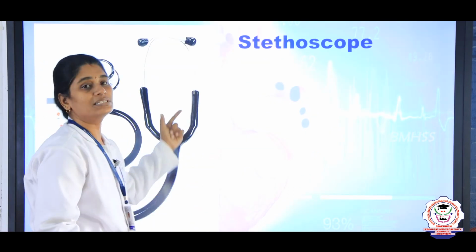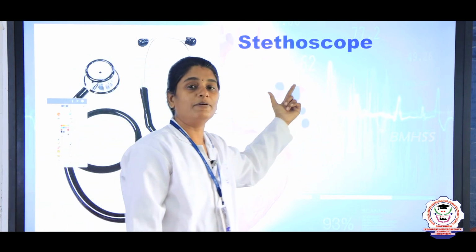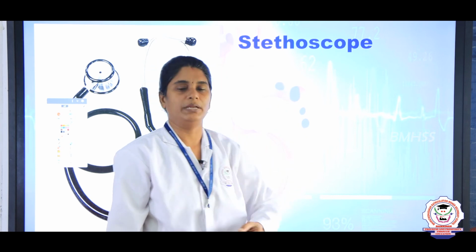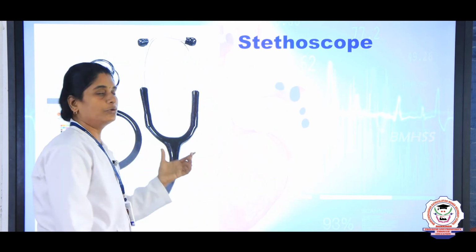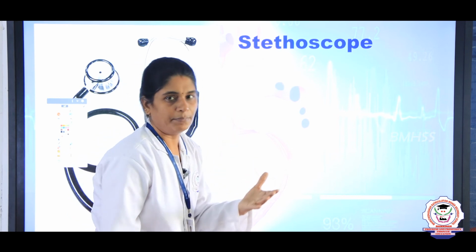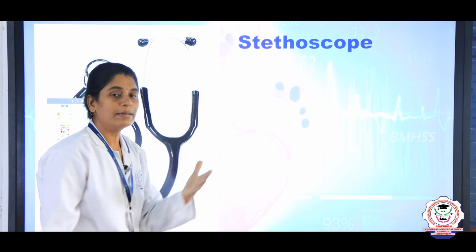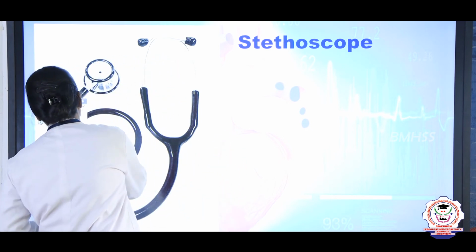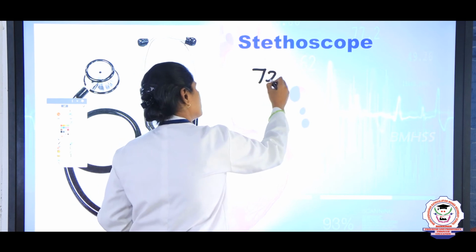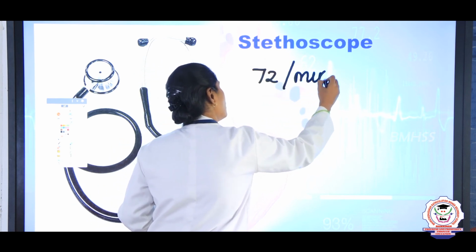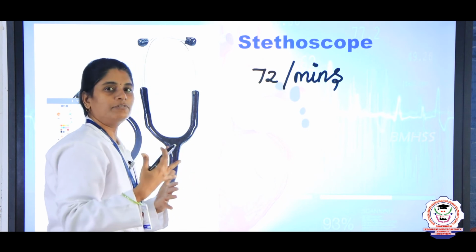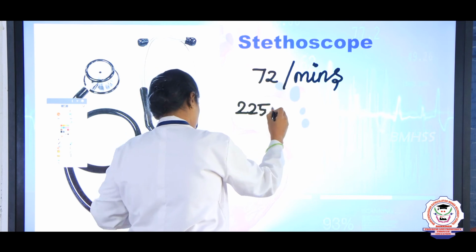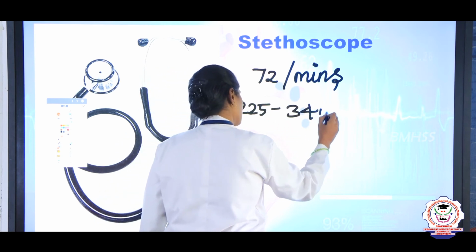Now, this is the stethoscope. With the help of the stethoscope, the doctor will detect the heartbeat. Nearly, a person's heartbeat will be 72 times per minute. And what is the weight of the heart? The weight of the heart is nearly 225 to 340 grams.